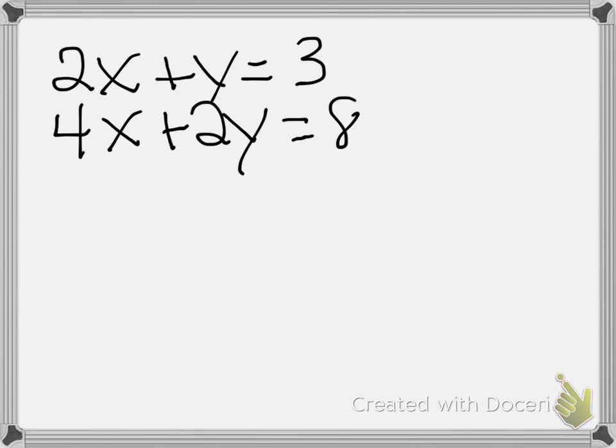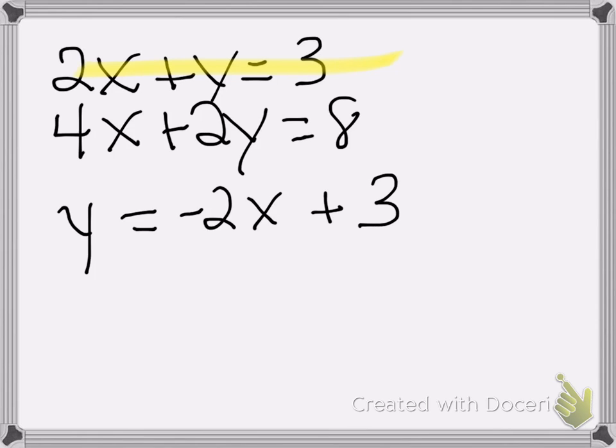Okay, so for substitution, I'm going to start with this one right here. Okay, and I'm going to solve it for y. Y is equal to -2x plus 3. Because remember, in substitution, we have to set one of the equations equal to x or y. It's easier to set this one equal to y because y is already by itself.